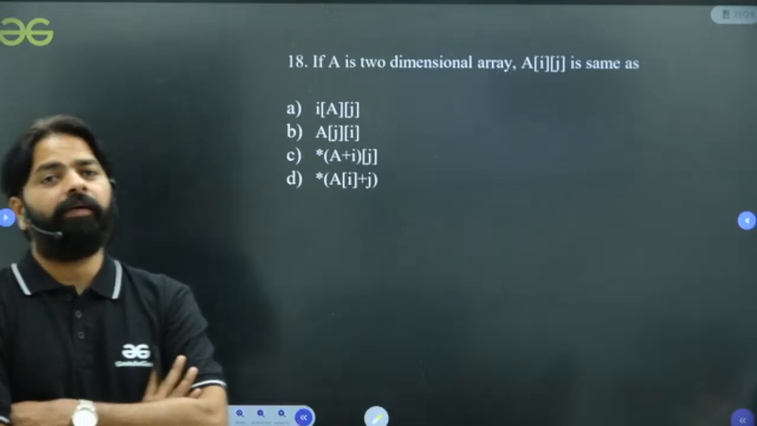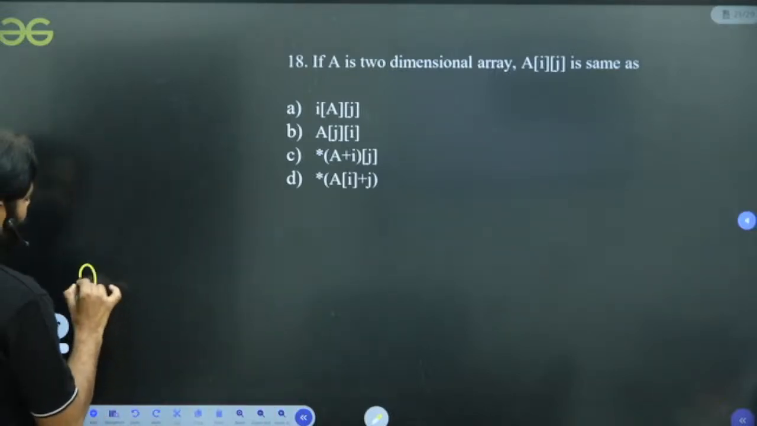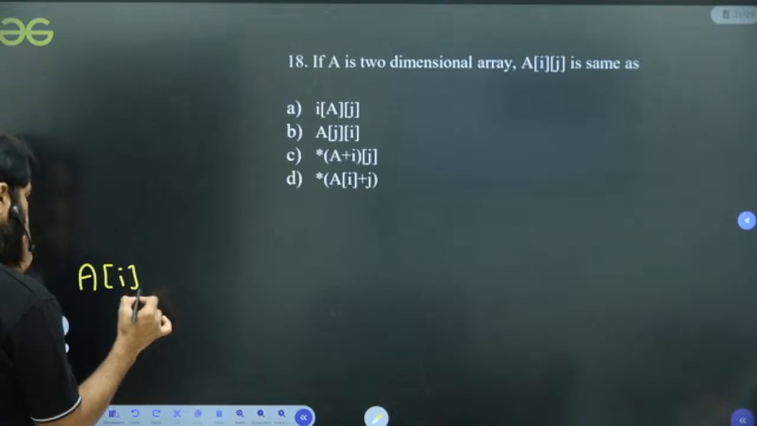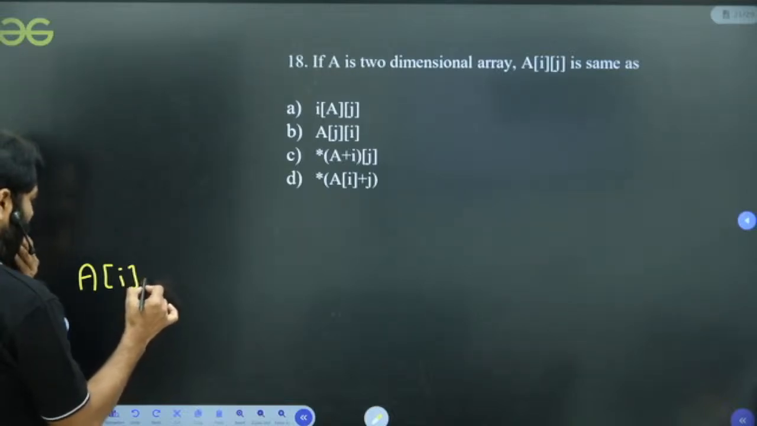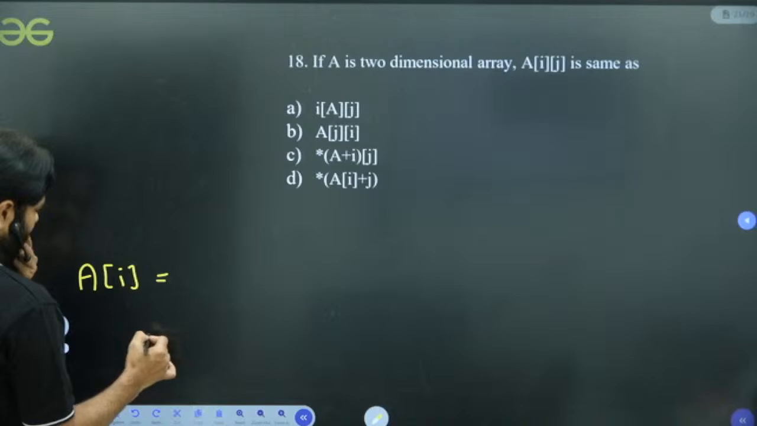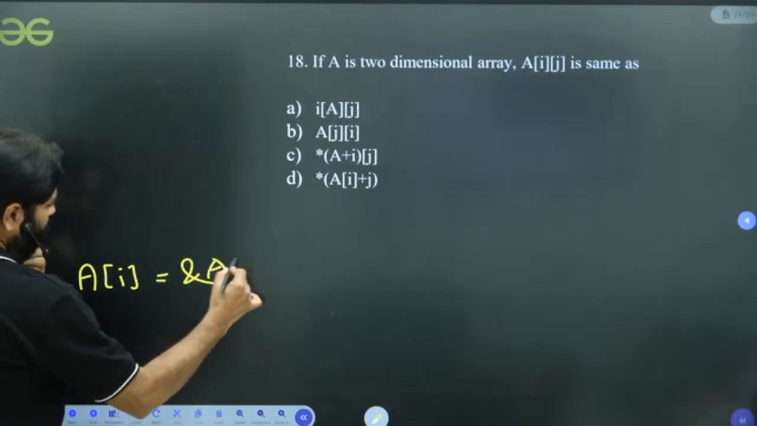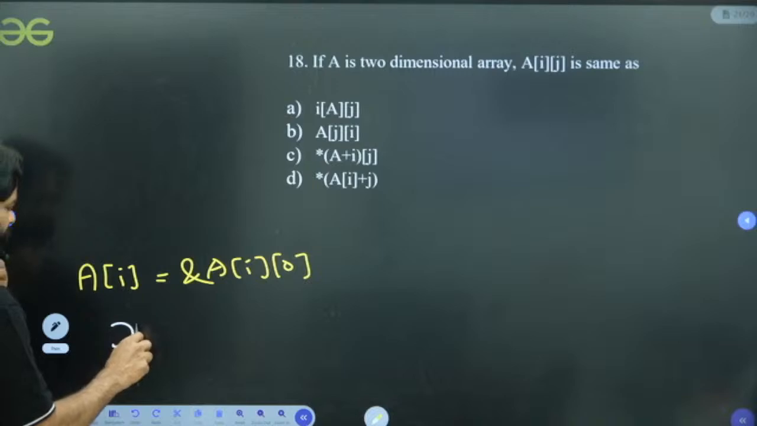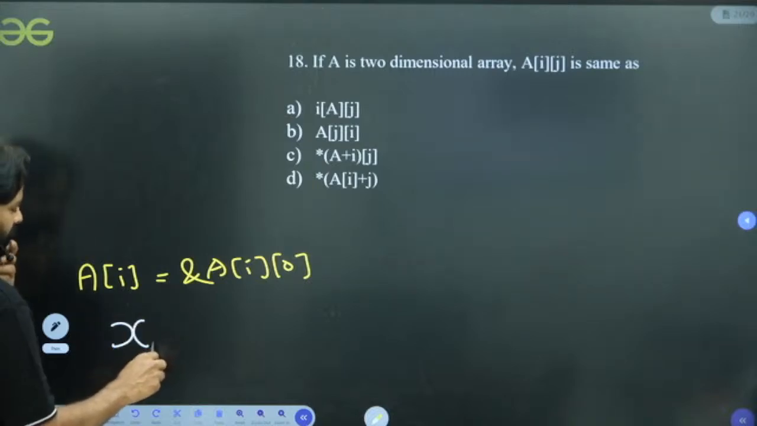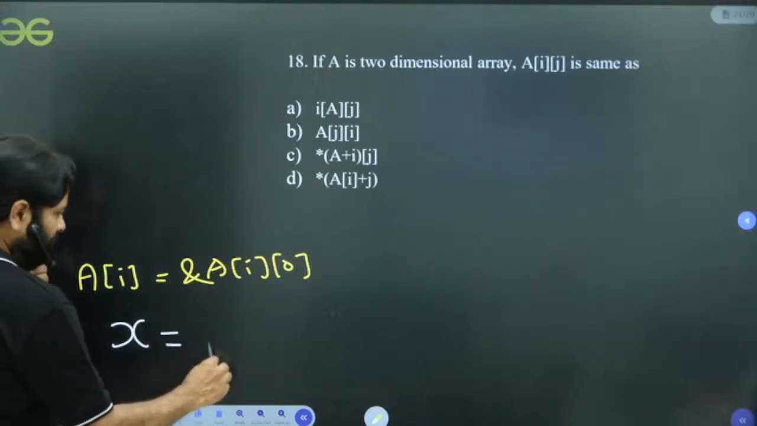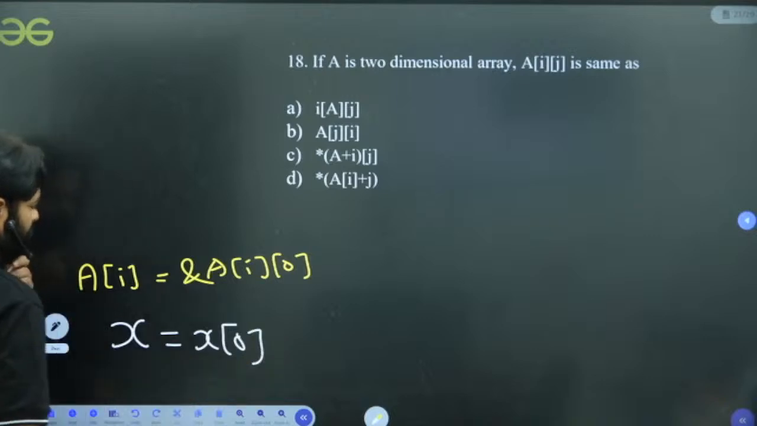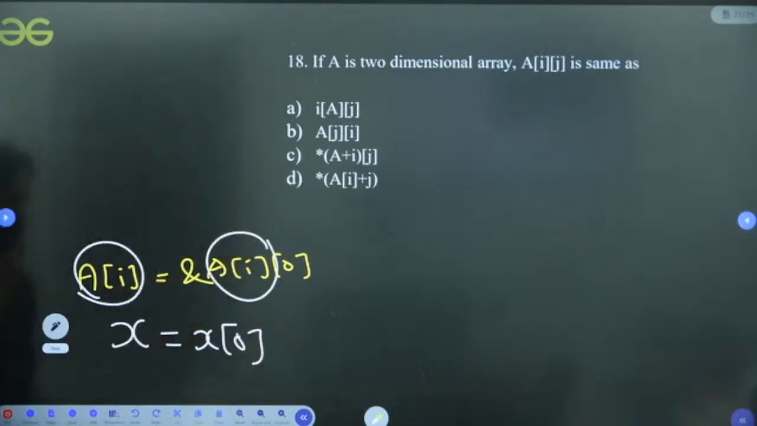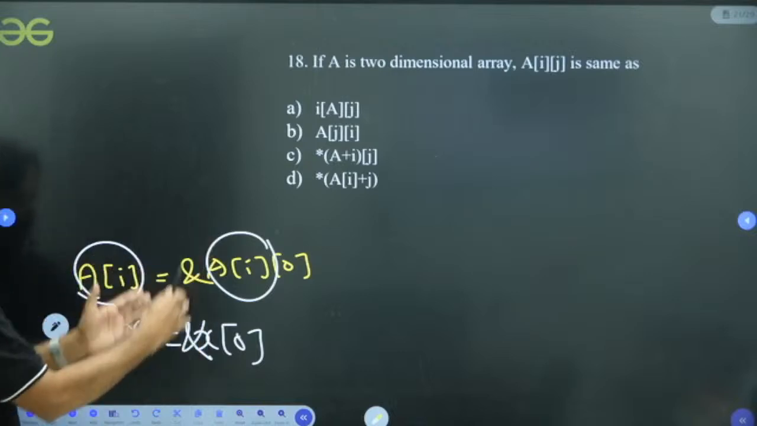Yes, a of i is same as, perfect. a of i is equal to address of a of i, 0, perfect. Why? Because if you mention, let's say, x is an array name, then it is called x of 0. If you assume x is the address of x of 0, you can replace that x.